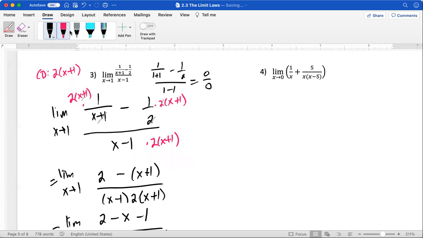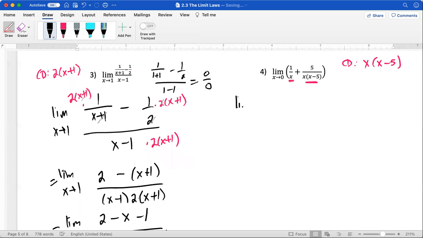Okay, so let's do something similar for number 4. And again, I'm going to pick a common denominator. In this case, my common denominator is going to be x times x minus 5. And I see that because this piece of the fraction has an x in it, and this piece of the fraction has an x and an x minus 5. So the common denominator I need is that thing.